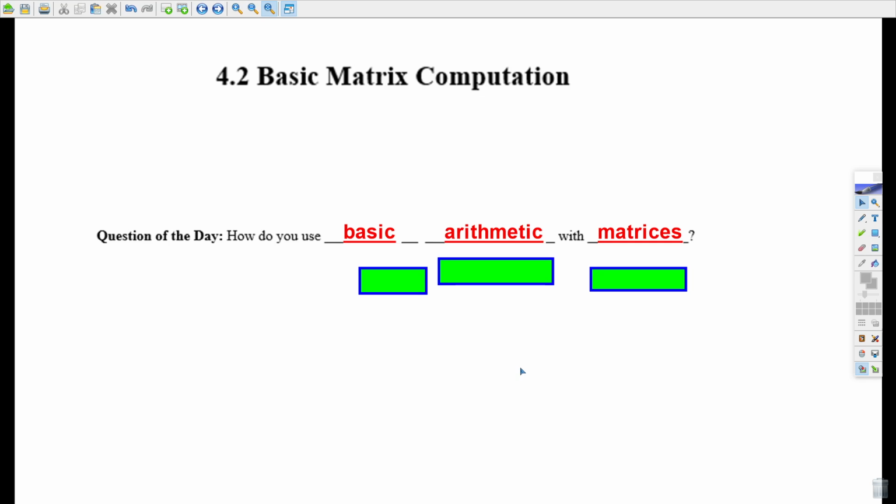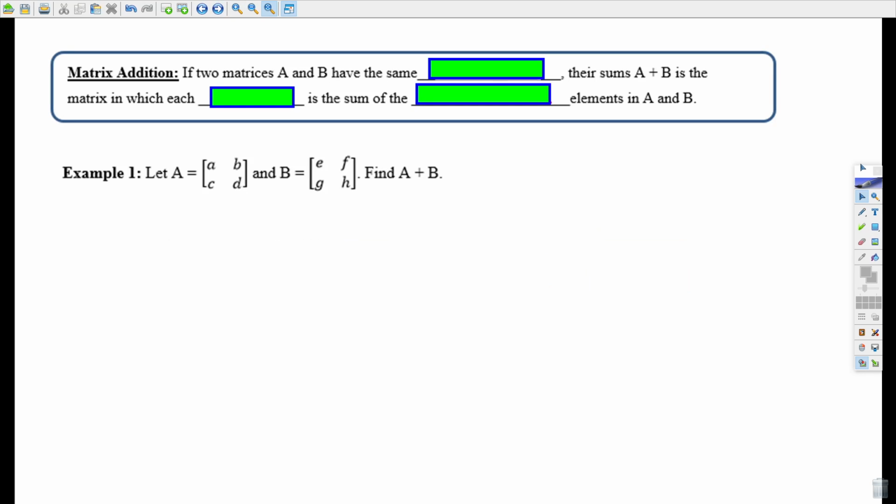The two big ones we're going to cover are addition and subtraction, and then we're also going to do something called scalar multiplication. Hopefully it's not really that bad. So how do you add two matrices together?